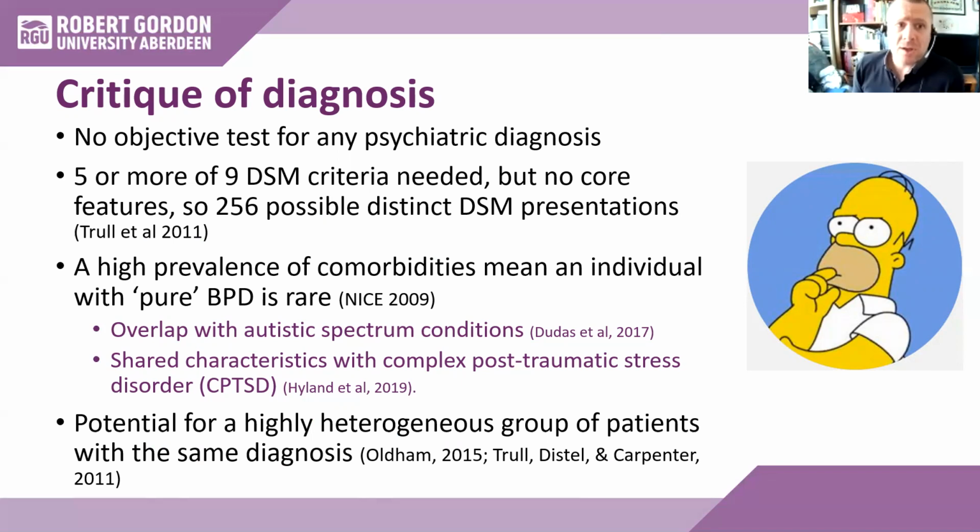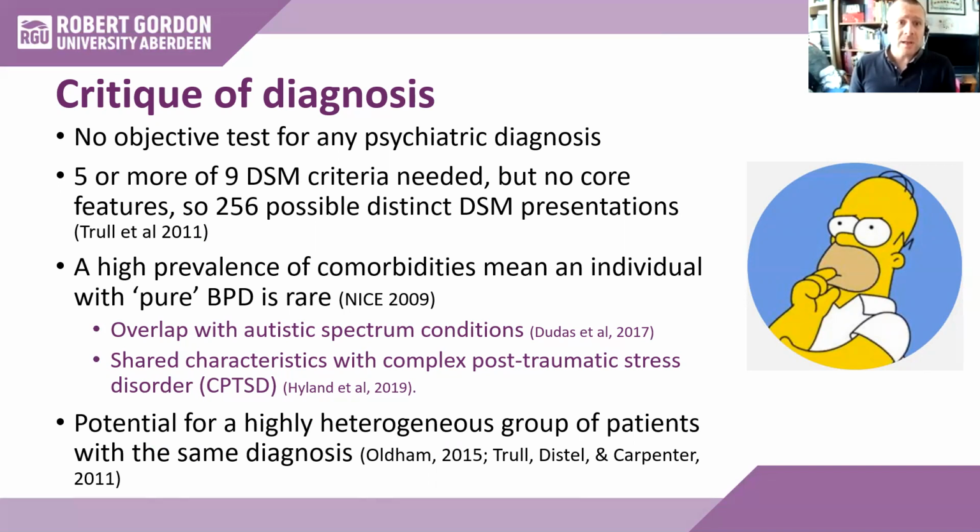There's a high prevalence of comorbidities. So an individual with pure BPD is rare. It's unlikely that somebody will just have BPD. They'll often have a variety of other diagnoses, and BPD is comorbid with almost everything, you know what I mean? Anxiety, depression, eating disorders. There's a huge list of things that they're comorbid with.